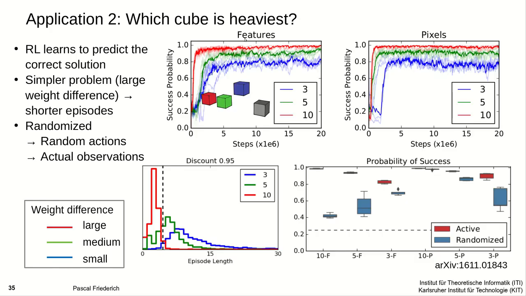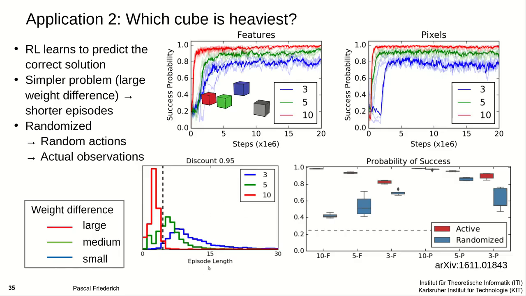This is for the feature input. The same holds true for the pixel input. So it can learn both on the high-level features and on the low-level representation in terms of pixels to do correct experiments and to find good strategies to predict the correct outcome.